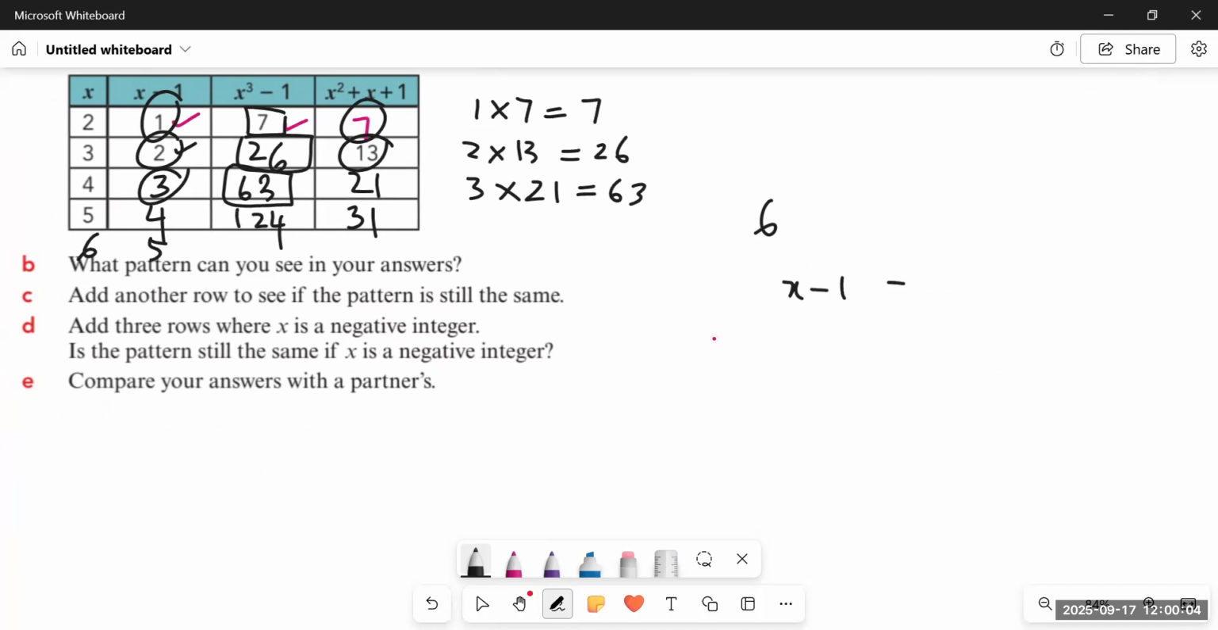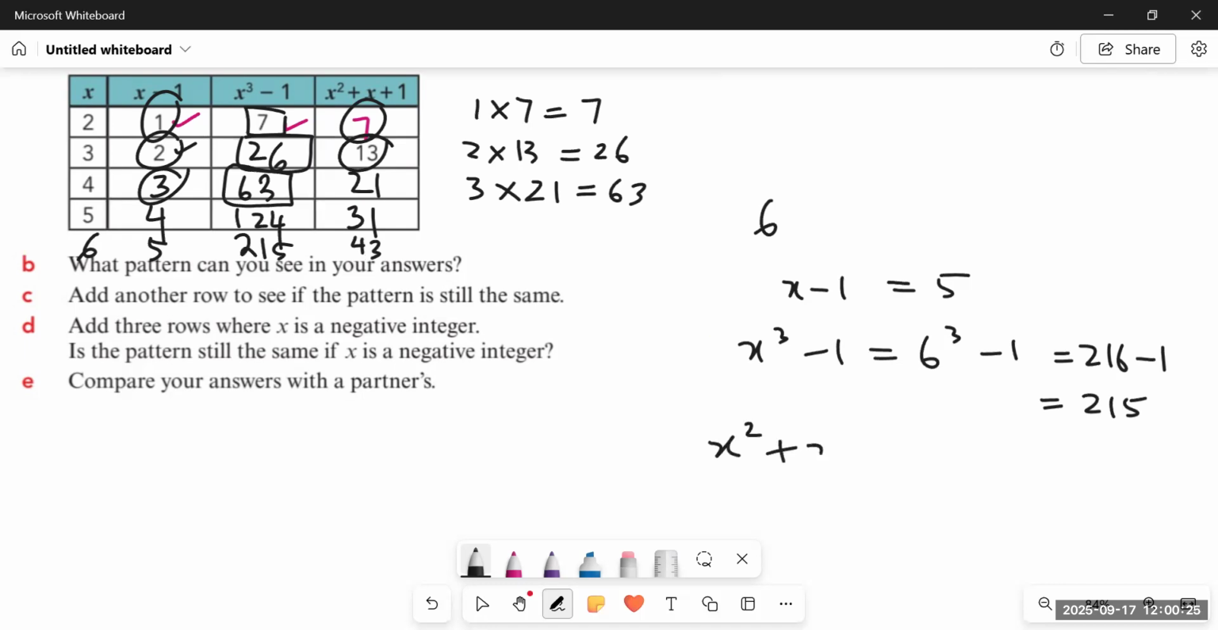x minus 1 equals 5. x cube minus 1 would be 6 cube minus 1, which equals 216 minus 1, which is 215. And when we divide 215 by 5, it gives us 43. Let's check it out.